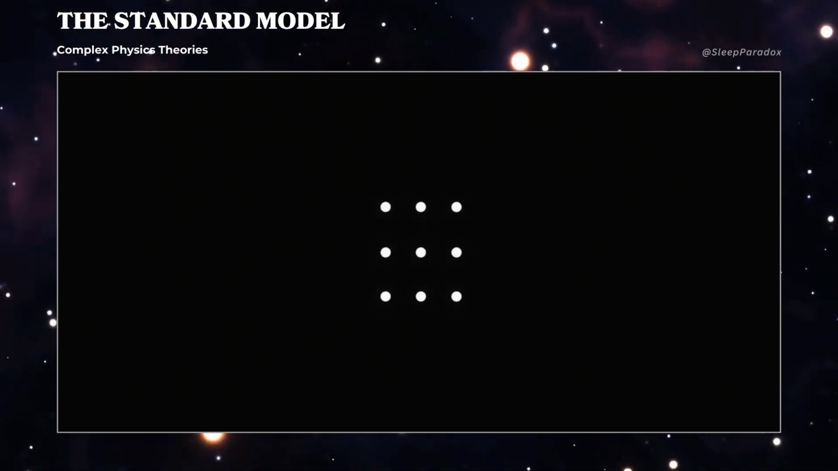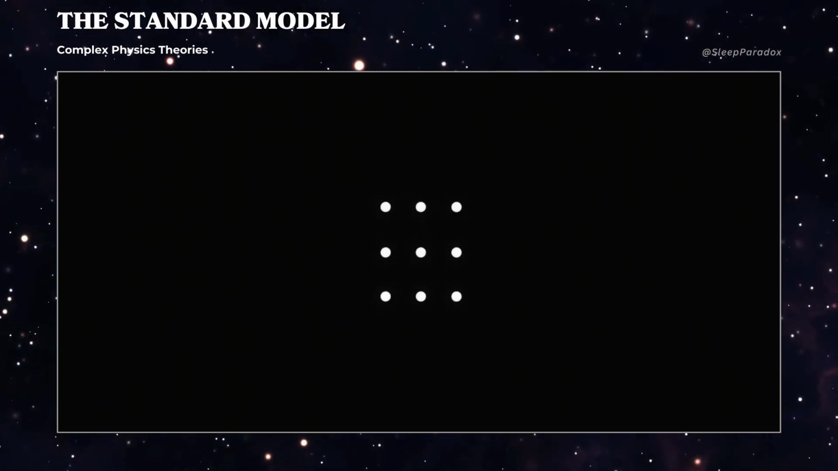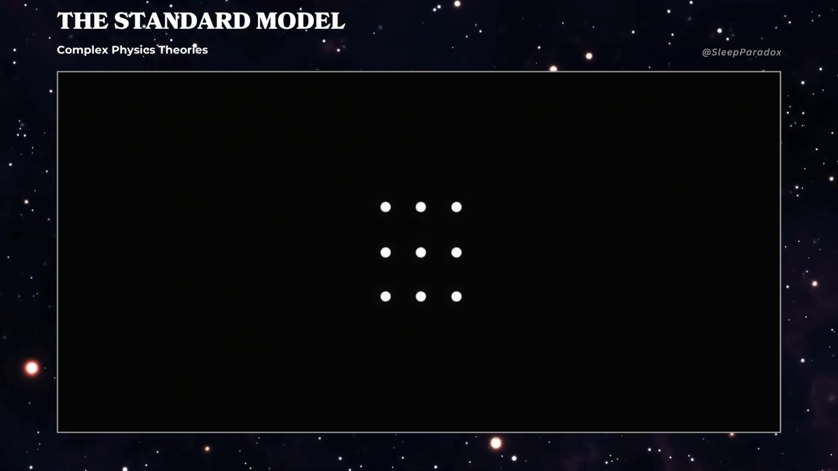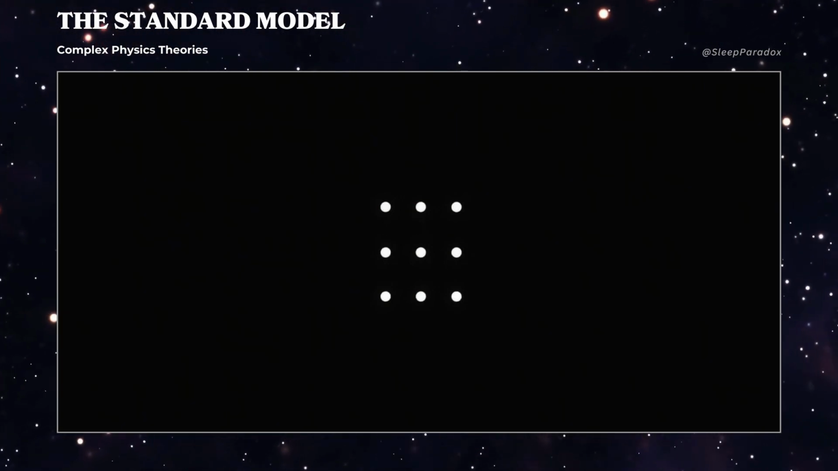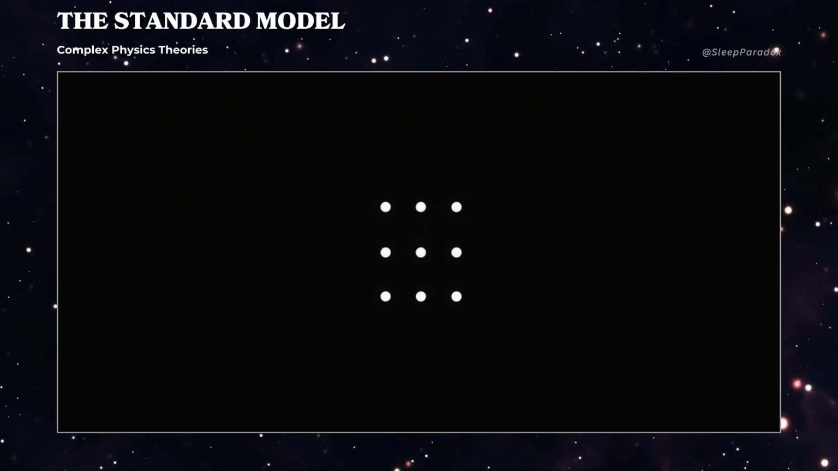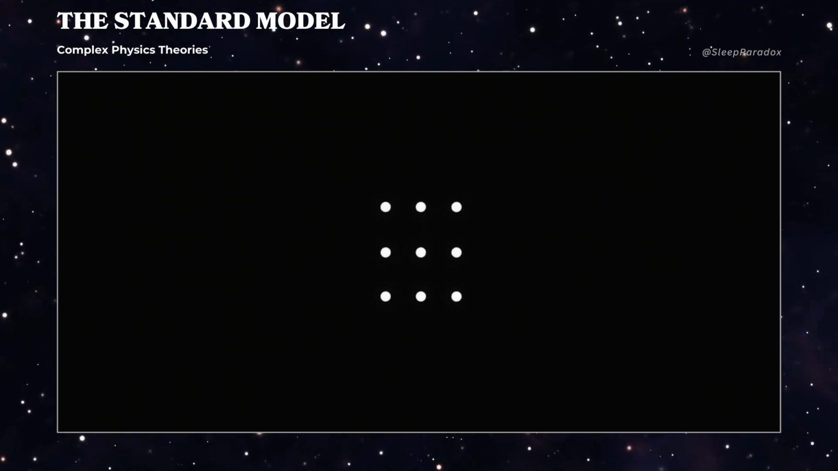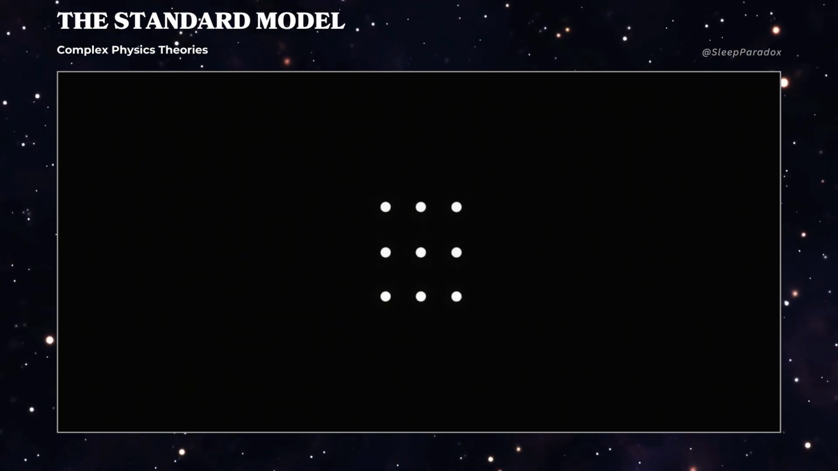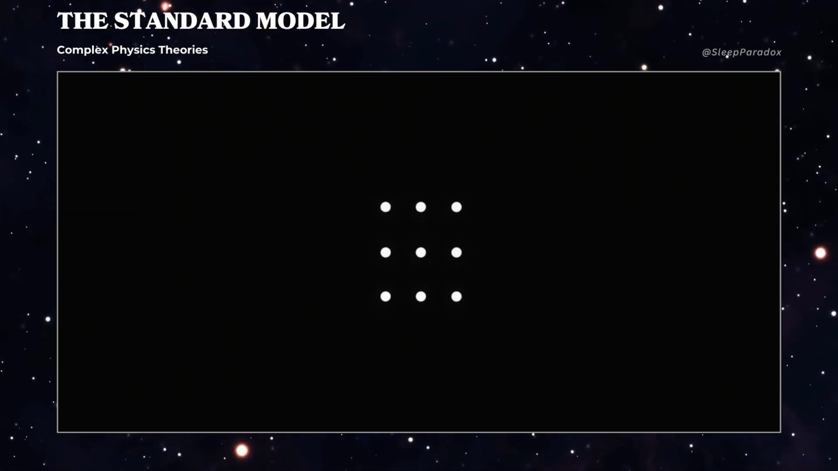The photon allows charged particles to feel electric and magnetic forces. Gluons keep atomic nuclei intact, while W and Z bosons allow certain particles to transform, enabling fusion in the Sun, and the Higgs field slows particles down, giving them inertia, what we experience as mass.